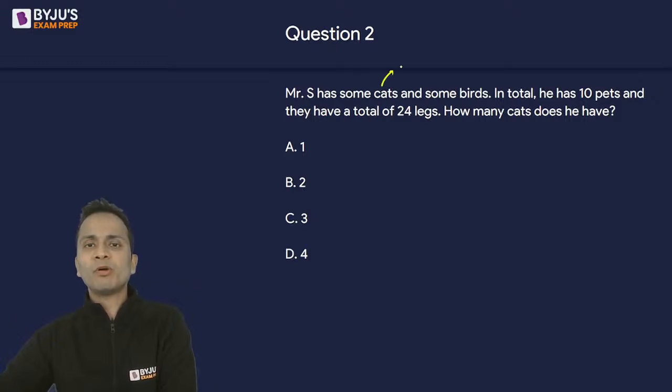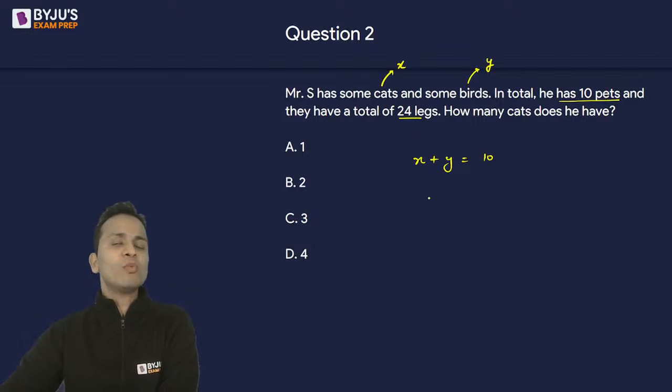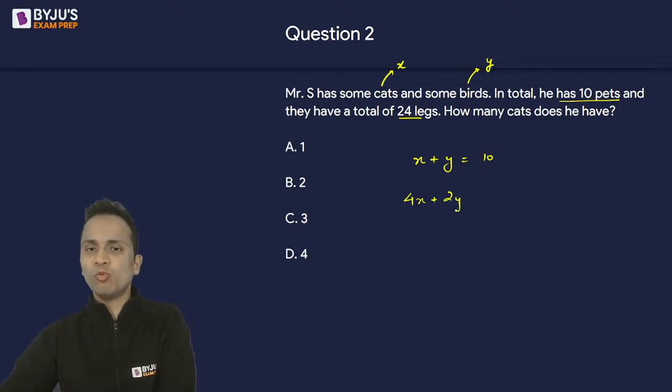Now, if I assume the number of cats as x and the number of birds as y, the total number of pets that he has is 10. So you are given that x plus y is equal to 10. This is the first equation. The total number of legs: every cat will have 4 legs, so 4x, plus every bird will have 2 legs, so 2y, is equal to 24.